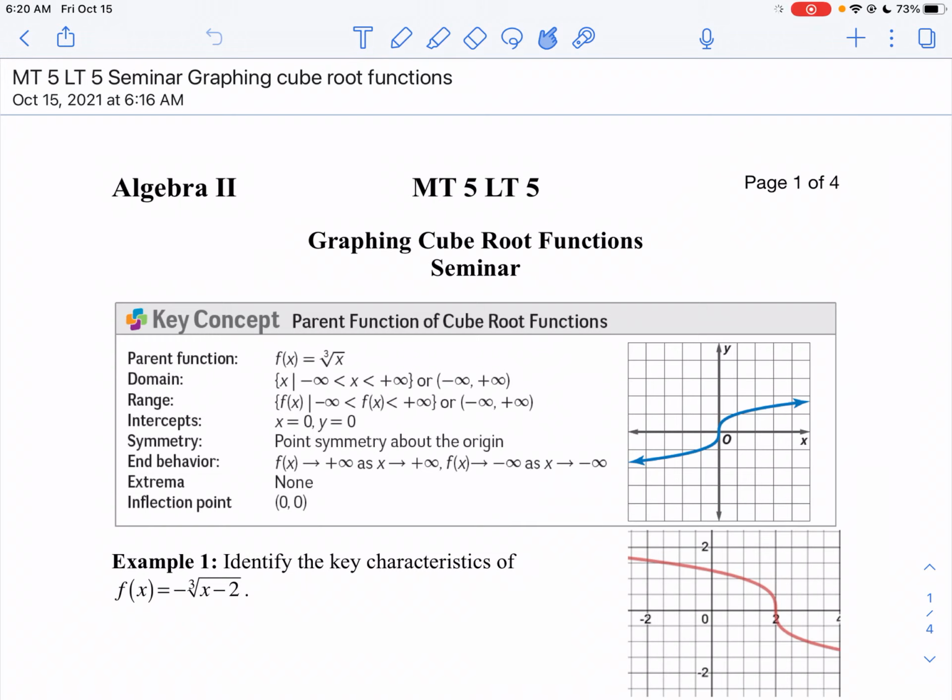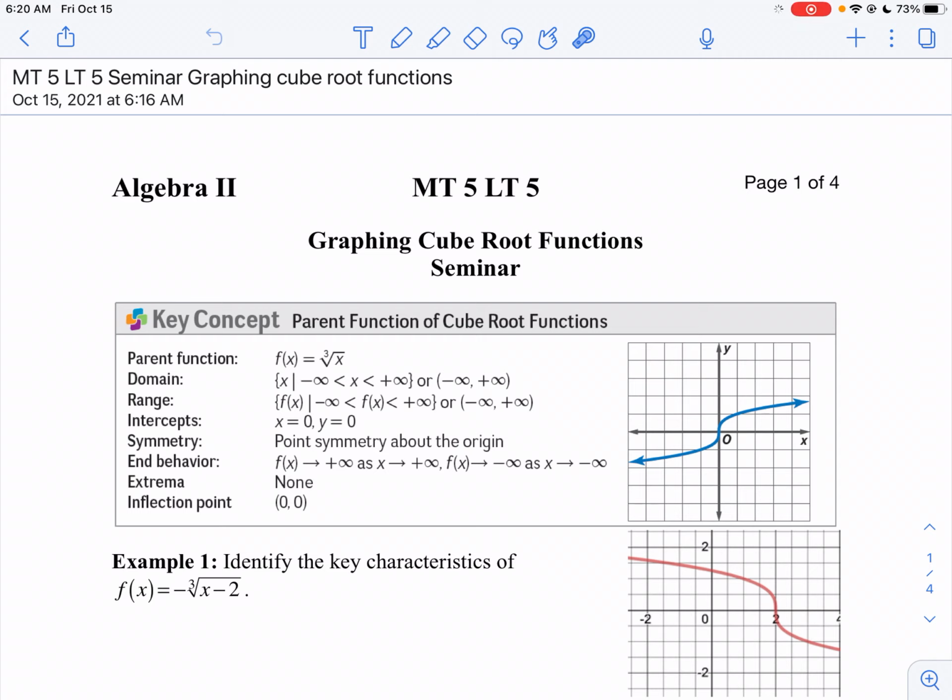Hello, in this lesson, I want you to graph and analyze cube root functions. The vocabulary you're coming across is cube root function and inflection point. So if we look at a cube root function, notice it looks kind of similar to a square root function, except it's defined for negative numbers, because you can take the cube root of a negative.